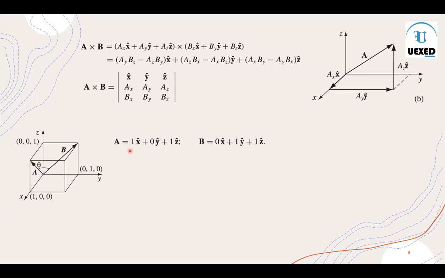So you can write vector A as 1x plus 0y, because there is no y component in this plane, plus 1z. Similarly for B, B is in this plane, which is the zy plane. So you can write this as 0x plus 1y plus 1z.